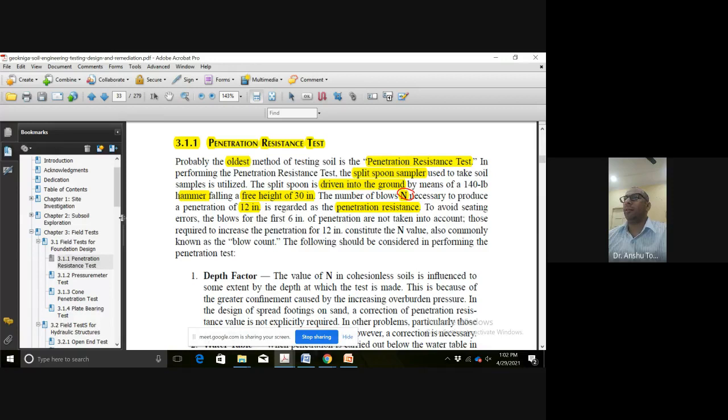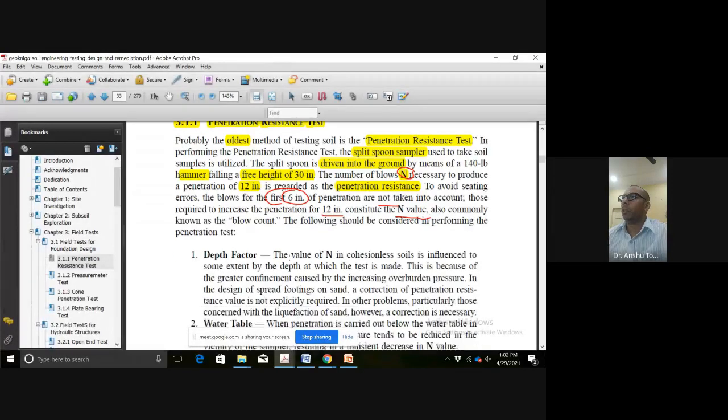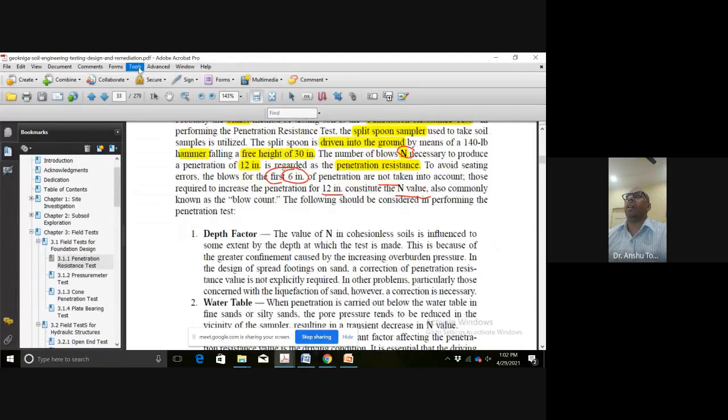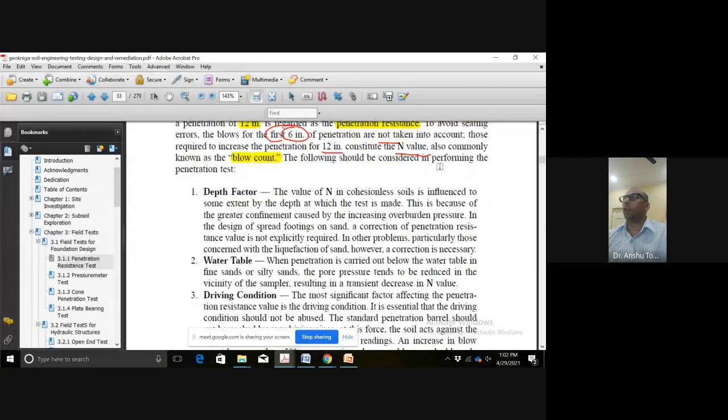To avoid seating errors, the blows for the first 6 inches of penetration are not taken into account. Those required to increase the penetration by 12 inches constitute the N value. So we discard the first 6 inches. And this is also commonly called the blow count. The following should be considered in performing the penetration test.